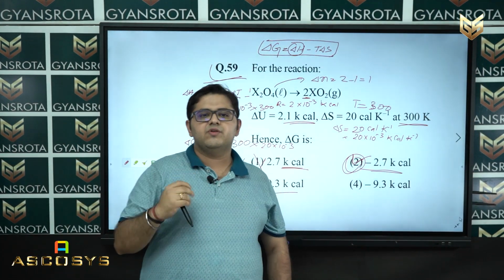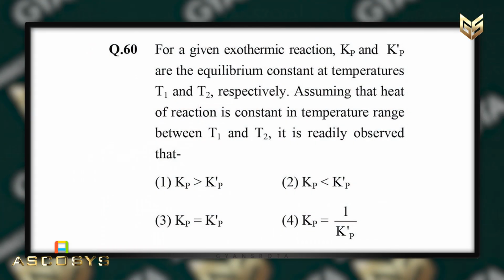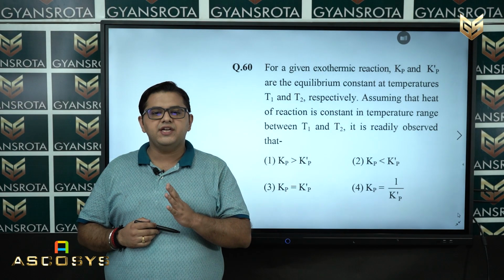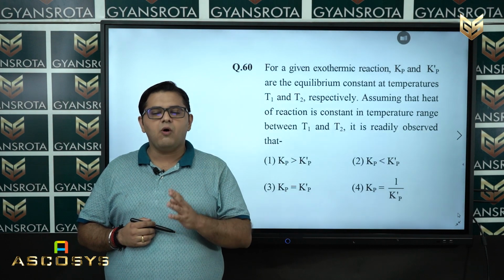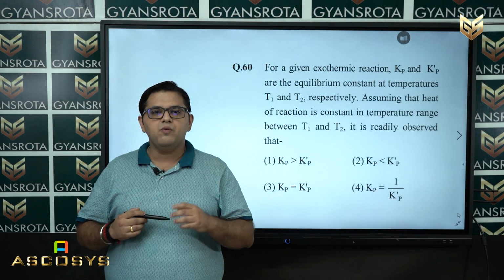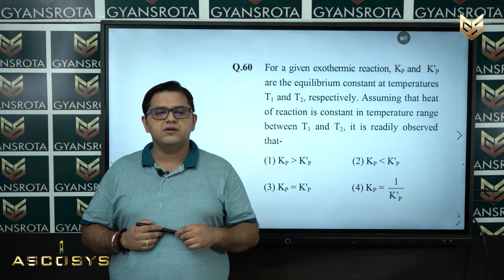So, now we are moving to the next question, that is question number 60. Question number 60 is on your screen. For a given exothermic reaction, Kp and K dash P are the equilibrium constants at temperatures T1 and T2 respectively. Assuming that the heat of reaction is constant in the temperature range between T1 and T2, it is readily observed that... Now we are moving to the solution part.